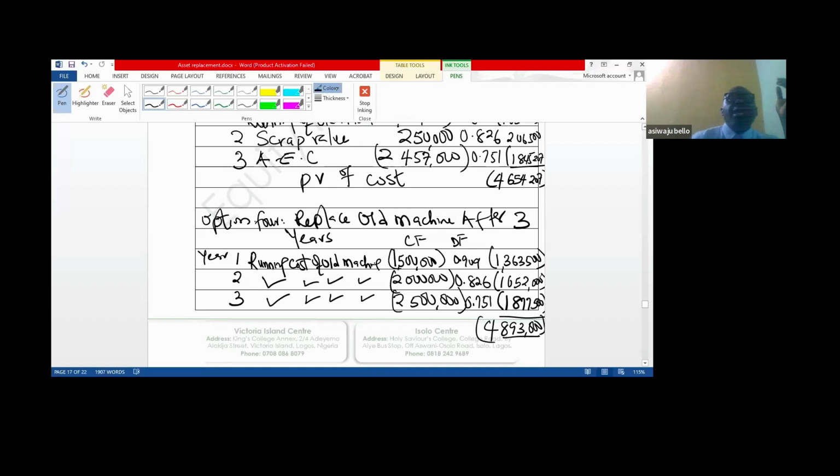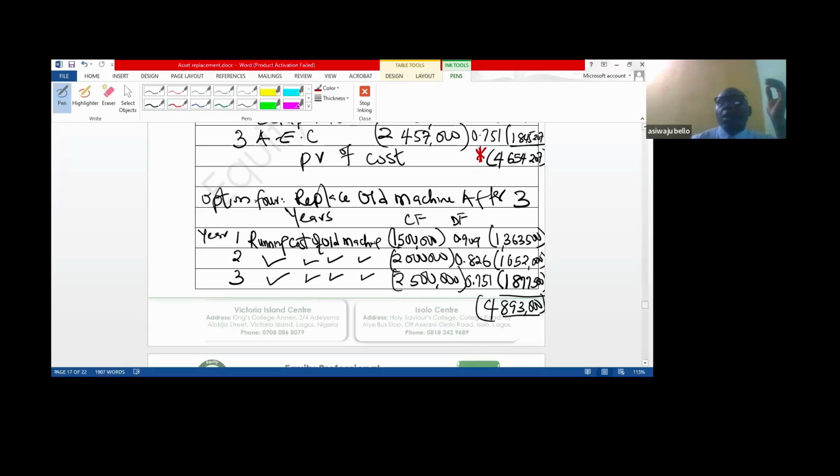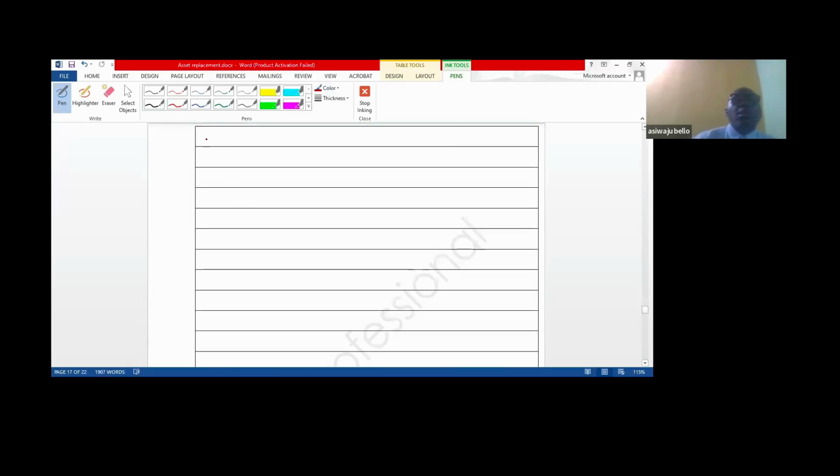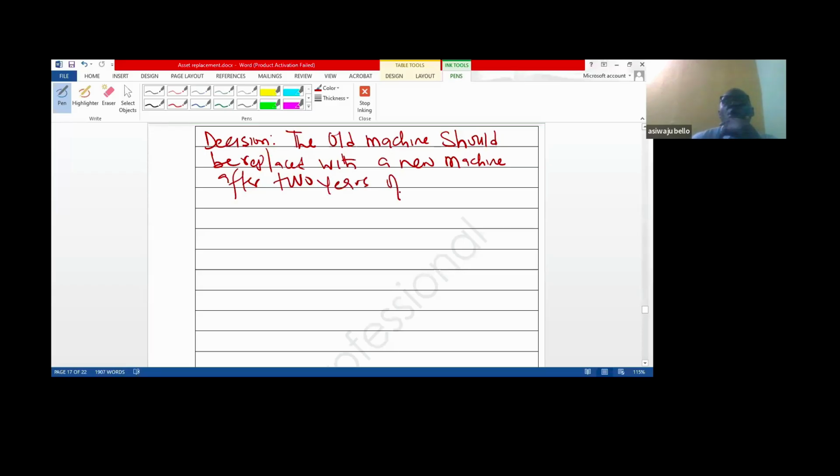That is replace. This is the option. Our decision. The old machine should be replaced with a new machine after 2 years of use.